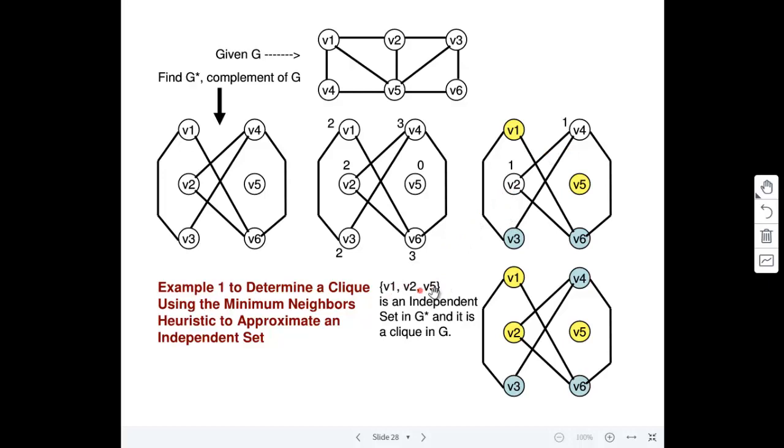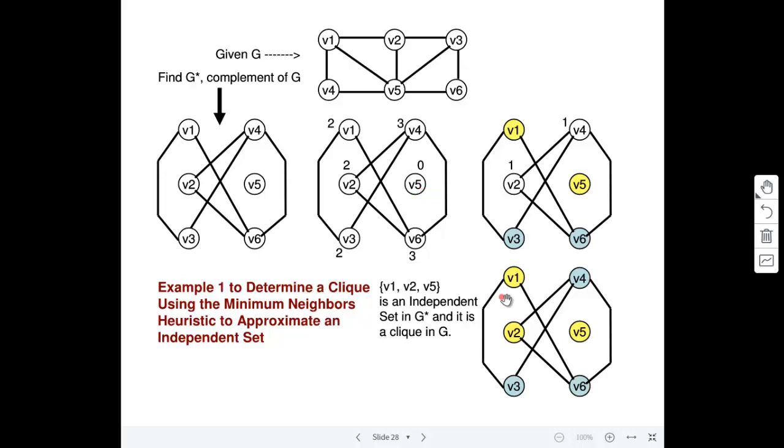So V1, V2, V5 will form a maximal independent set in the complement graph, and you can cross check. There's no edge between any two vertices in this complement graph. V1, V2, V2, V5, V1, V5. There's no edge between any two of them. Now we can claim the maximal independent set in the complement graph is a maximum clique in the original graph.